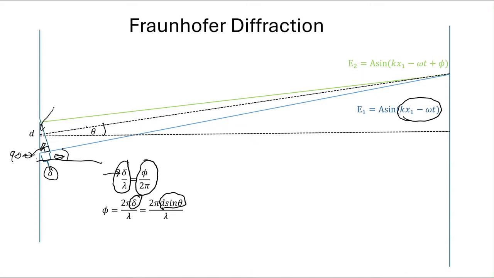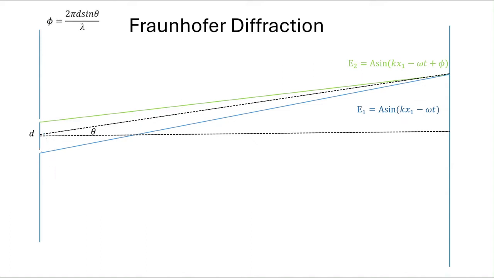Okay, so what am I going to do with all this? Well, what I'm going to do is park my phase angle up top, and then I can add the two waves together. So how do we figure out what happens at the screen? We simply add them together. So what does that look like?